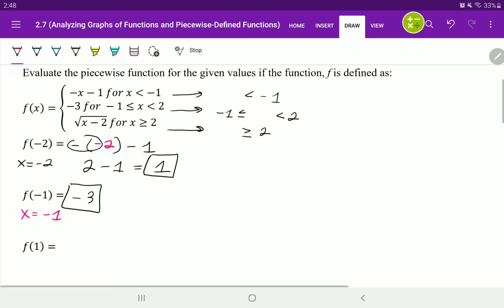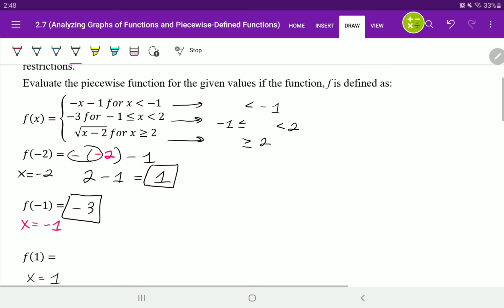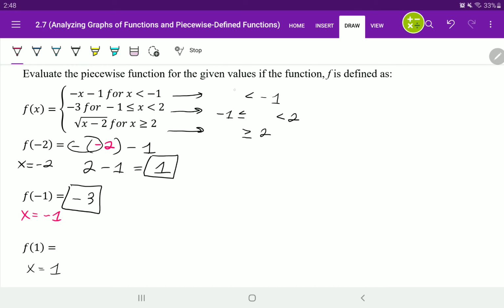So, the next x value is going to be positive 1. X equals 1. See which restriction works out the best. So, place the 1 here, the 1 here, and the 1 here. We already know that 1 cannot be less than negative 1. Positive 1 is a value that is between negative 1 and positive 2. And 1 is not greater than 2, which means we're using this equation again, which means f of 1 equals negative 3. And that is the answer. Now let's reset one more time.